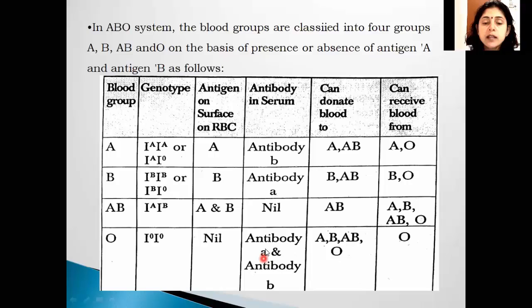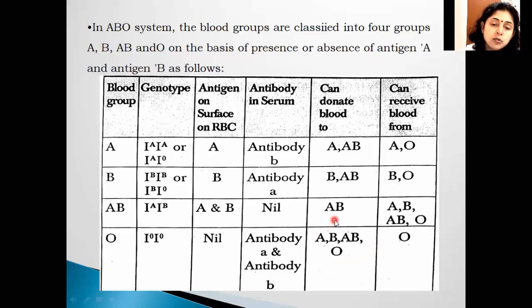Antibody A and antibody B will be found in the serum. No antigen, but antibodies A and B are found in the serum. So it can donate blood to A, B, AB and O, but can receive the blood from O only, because in the serum antibody A is present and antibody B is present. So here it can receive the blood only from O.